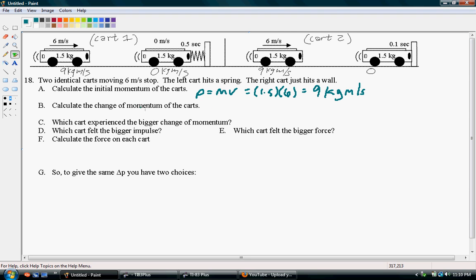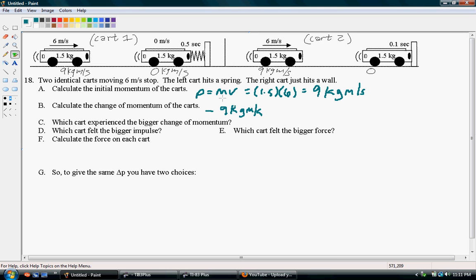Alright, calculate the change of momentum of the carts. Well, before we have 9 kilogram meters per second. Afterwards, it hits the spring or it hits the wall, and now it has 0 meters per second in both situations. So we go from having 9 kilogram meters per second to having 0 kilogram meters per second. So our change of momentum is negative 9 kilogram meters per second.